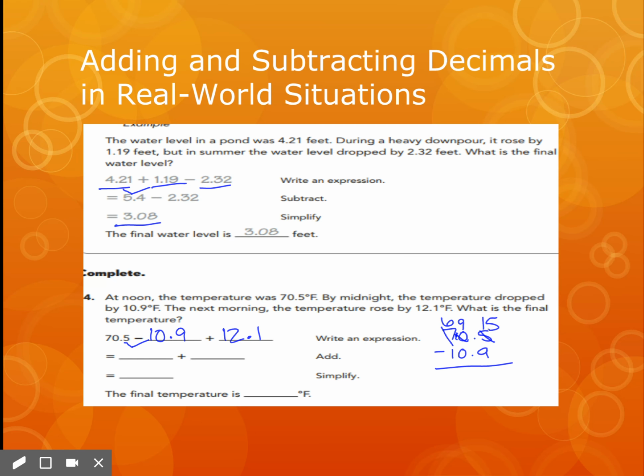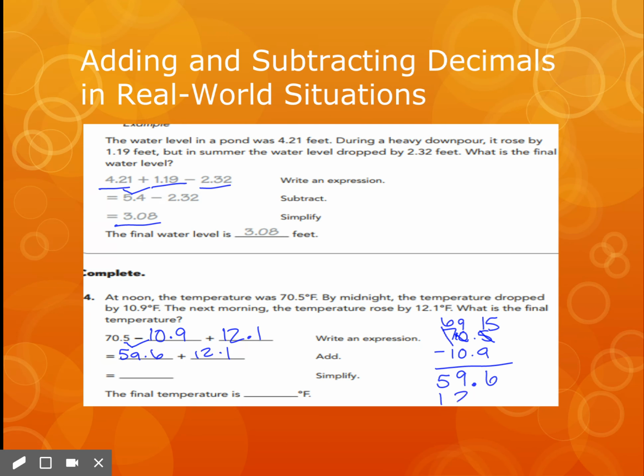So 15 minus 9 is 6. I bring my decimal straight down. 9 minus 0 is 9, and 6 minus 1 is 5. So now I have 59.6 plus 12.1.